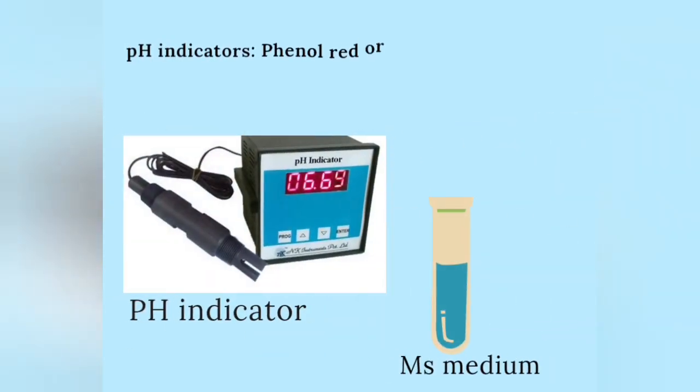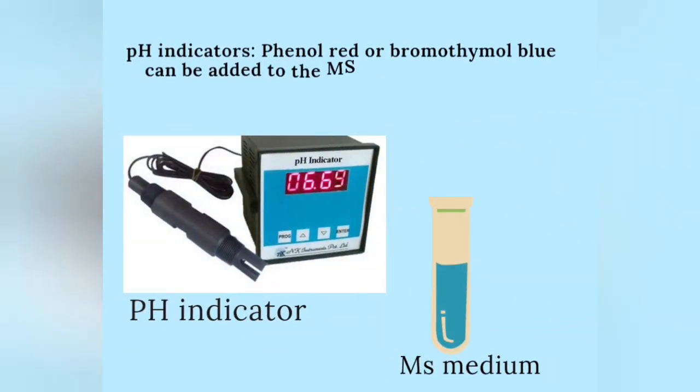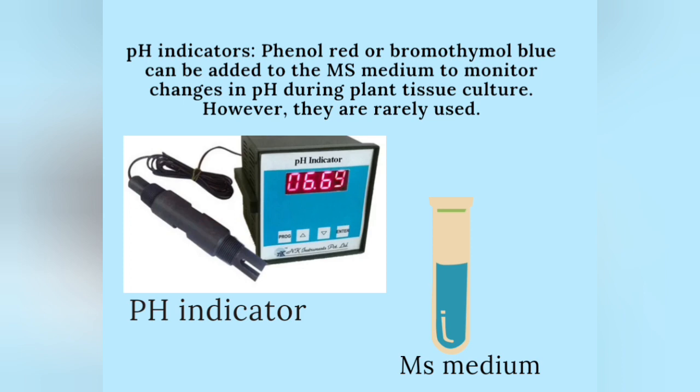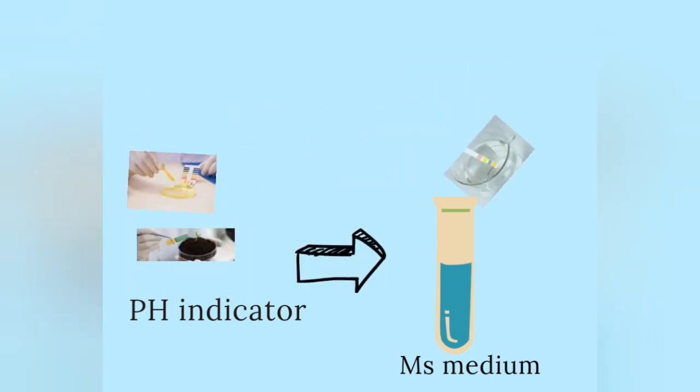pH indicators. Phenol red or bromothymol blue can be added to the MS medium to monitor changes in pH during plant tissue culture. However, they are rarely used.